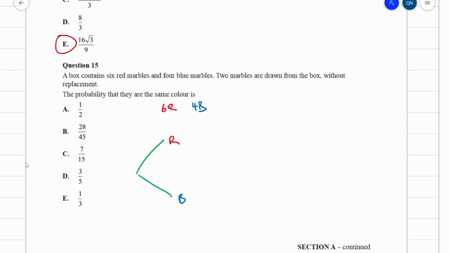Now, after we do red, we could either have red or blue once again, but I don't care about blue. I care about it being red because we're after the same color. So we can go red or red, and then blue. Again, you have red or blue, but I don't care about the red branch. I care about the blue branch. So blue over here. So let's calculate. There's 10 marbles altogether, I believe. So we're going to have something over 10, something over 10 initially, then something over 9, something over 9 after that, because we take a marble out.